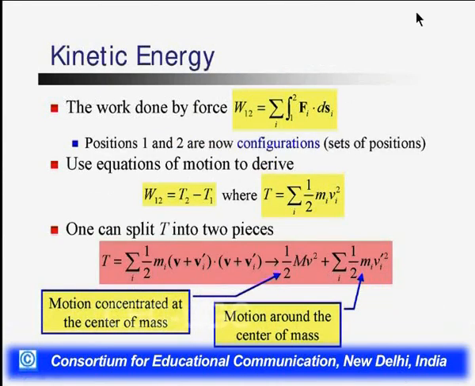For the kinetic energy of the system, for the ith particle, we define the total work function, where W12 is equal to the summation over i of the integral from 1 to 2 of Fi dot dSi.